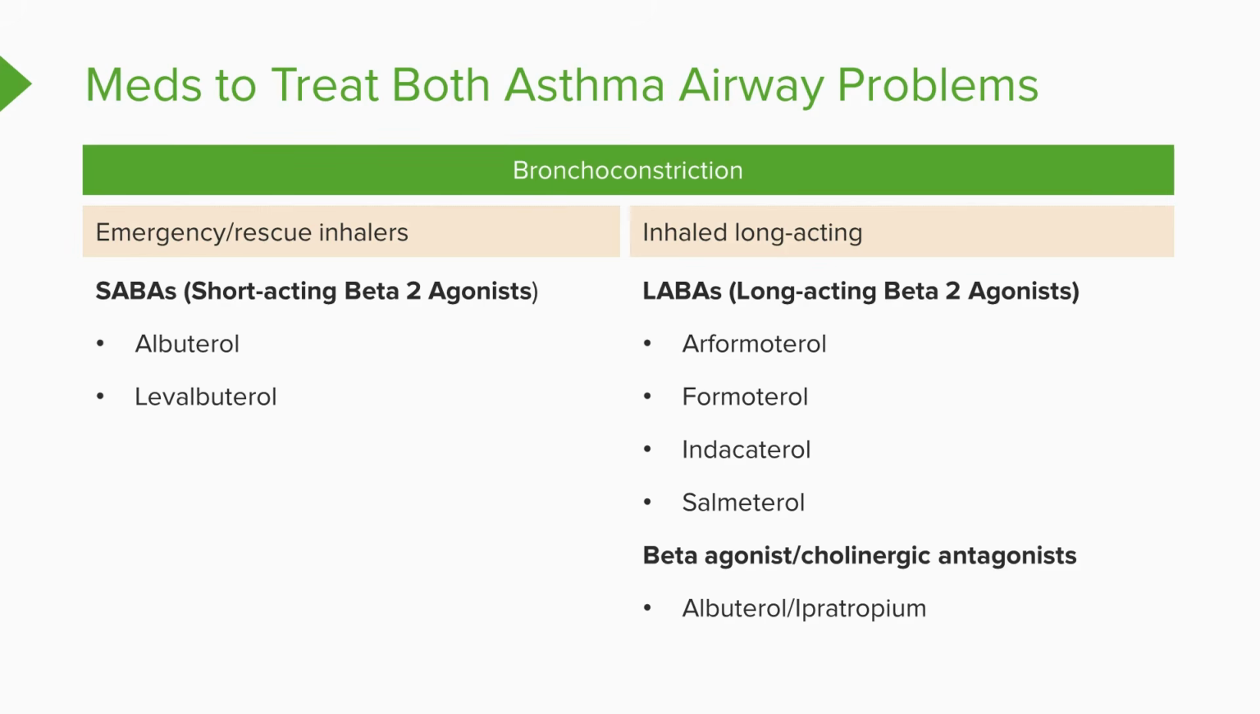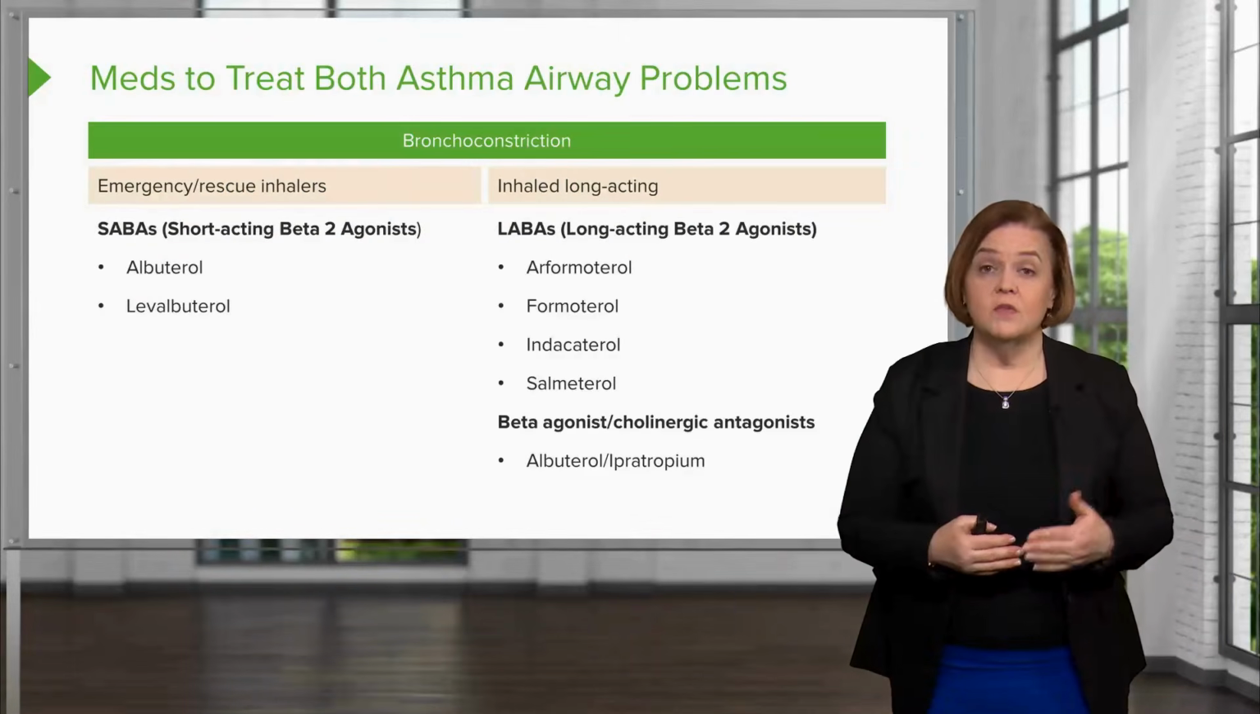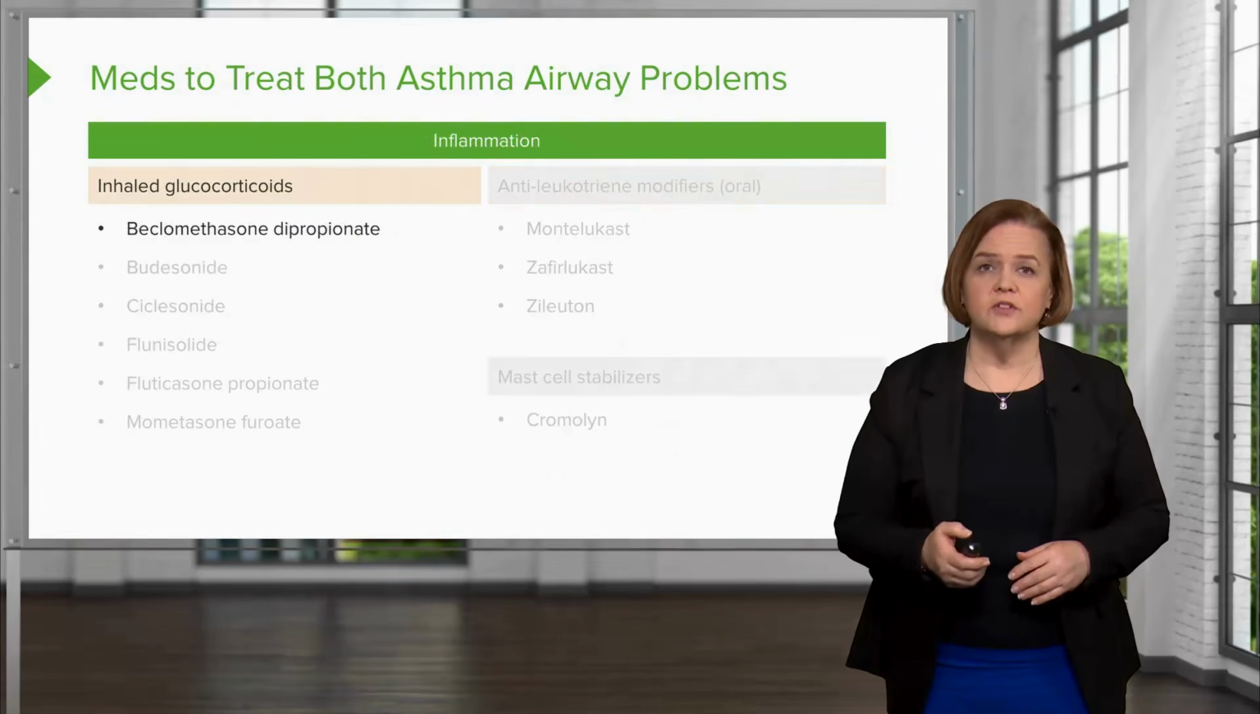Now, remember we talked about the beta agonists, the cholinergic antagonists? This is a combination of a beta-2 agonist, a short-acting one, albuterol, and then a cholinergic antagonist. Now I want you to look back at that other slide. Remember we had the combination of the big green box of bronchoconstriction and inflammation? Look for cholinergic antagonists, and that's where ipratropium fits in. Put those two together and we've got a really effective medication.